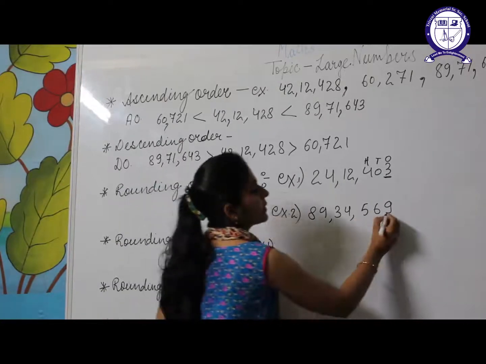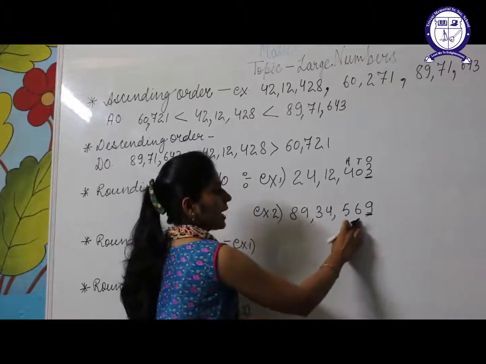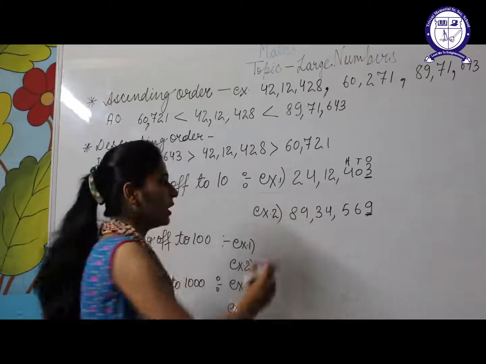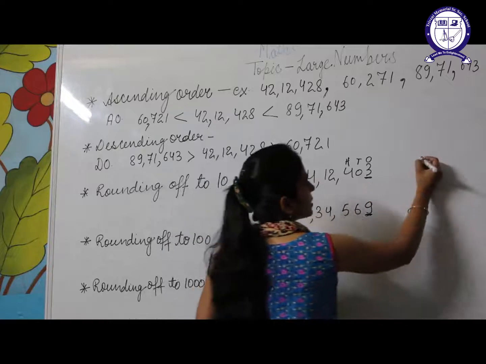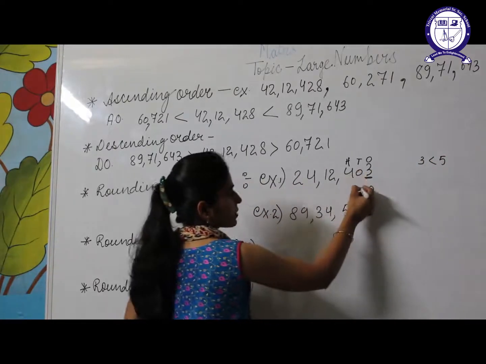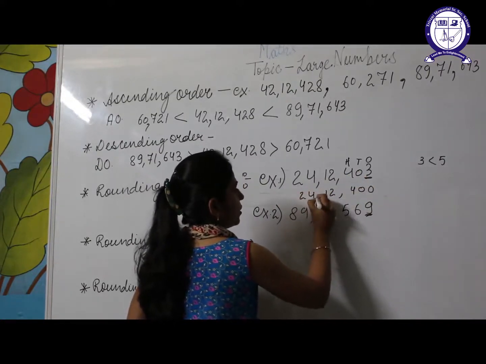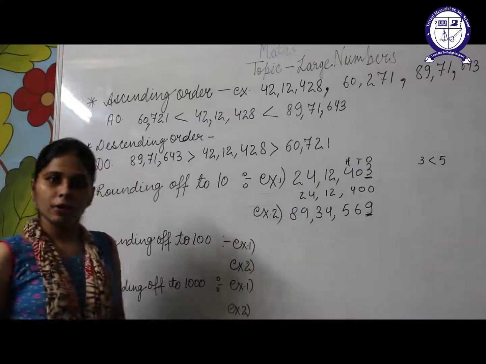But if the number is greater than 5, then you have to write 0 at the place of this and you have to add 1 towards the left hand side. So here 3 is smaller than 5, so we will write 0 at the place of 3, and 0 as it is, 4, then 12 and 20. So this will be the round off to 10.